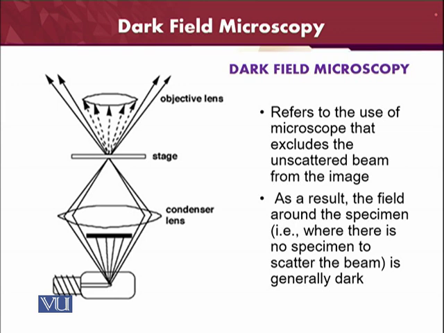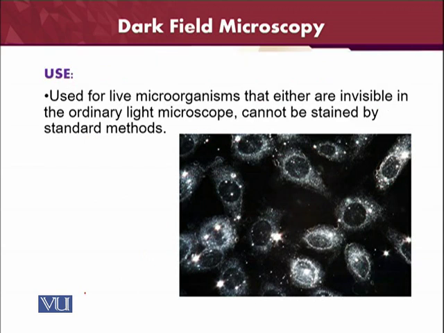Similarly, from here you can see the objective lens. First of all, the objective lens here, and then the stage where they put the specimen, and then the condenser lens. So in this way, we can see in the next slide, the dark field microscopy gives contrast, and the background is very dark, so it makes the object better and clearer as compared to the simple microscope.